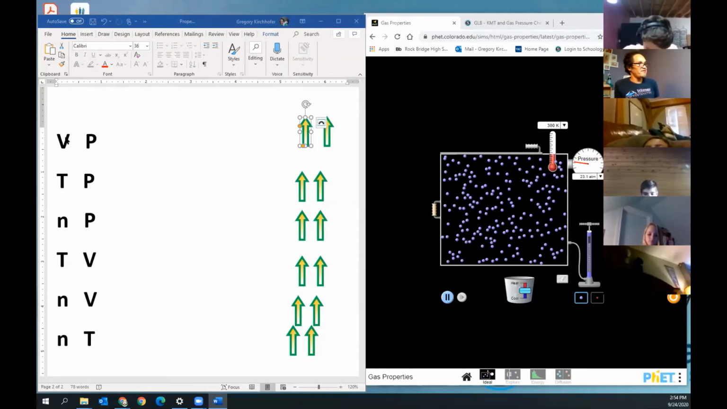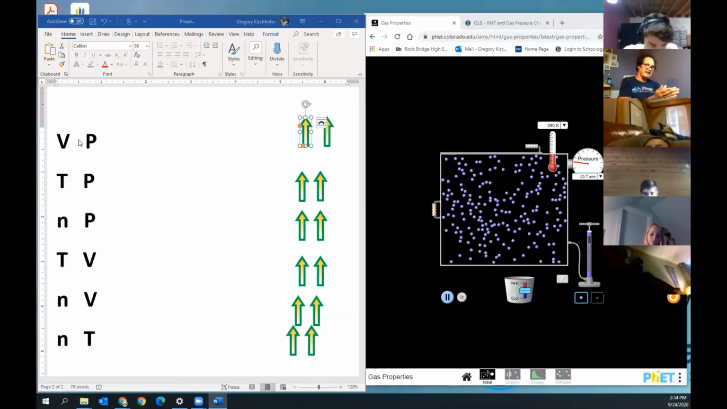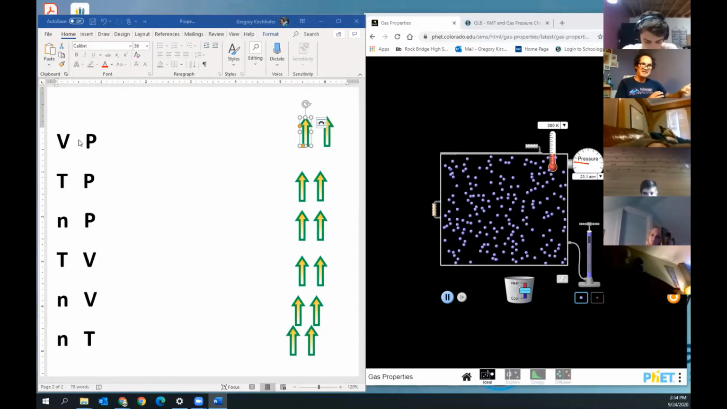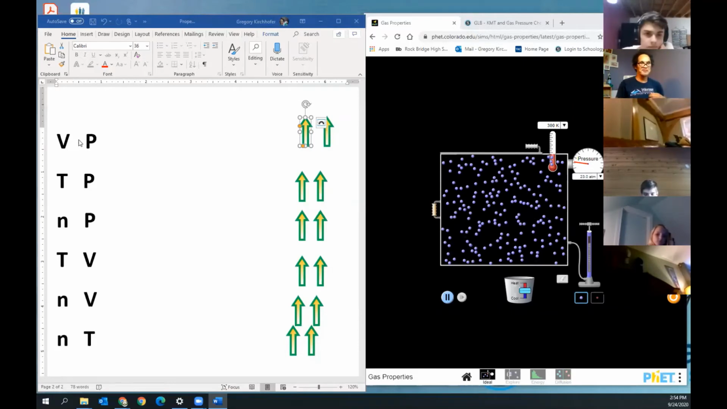So let's compare volume and pressure. It's going to be important for you guys to be able to look at a change and say, well, the volume changed like this. That means the pressure is going to change like this, or the volume changed like this, so the temperature is going to change like this.